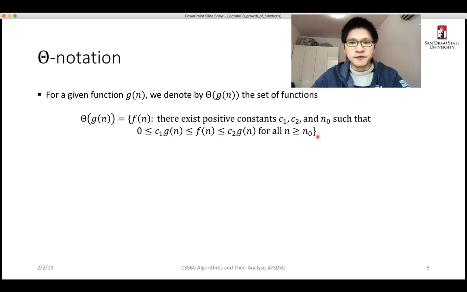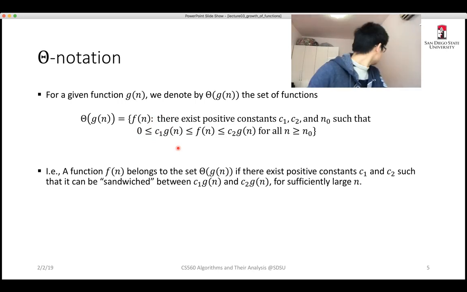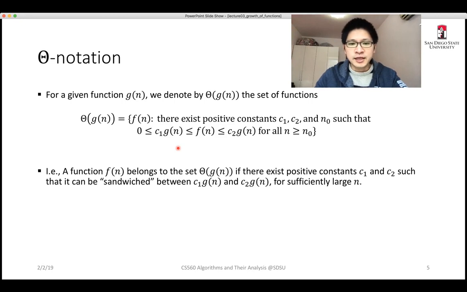So it is defined as a set, and all the elements of the set are functions, and those functions satisfy the condition after the colon. In other words, a function f(n) belongs to the set theta of g(n) if there exist positive constants c1 and c2 such that it can be sandwiched between c1 times g(n) and c2 times g(n) for sufficiently large n.